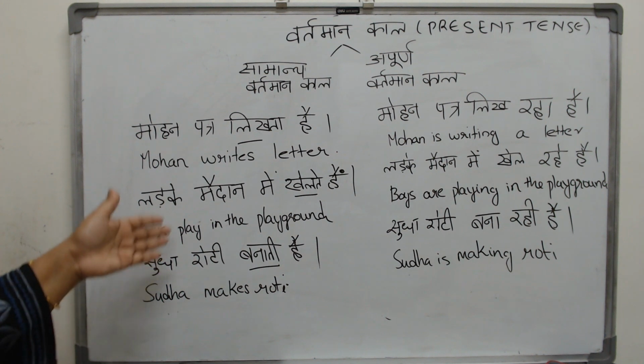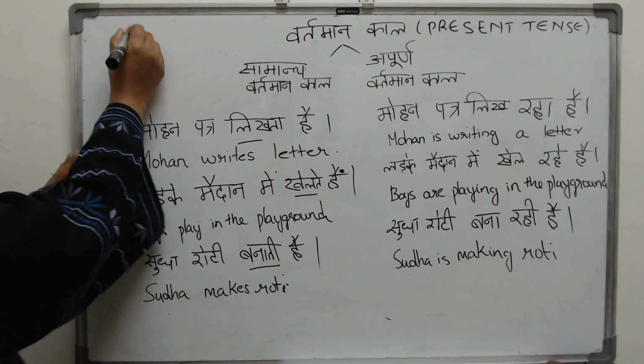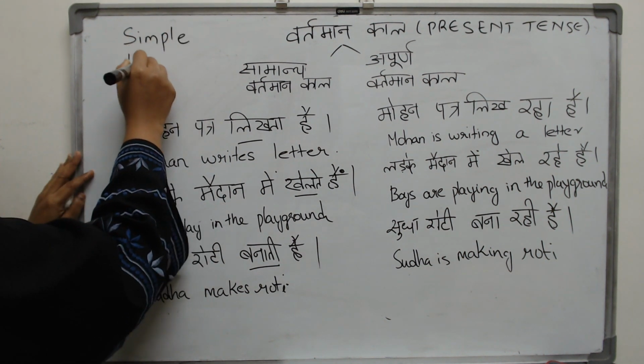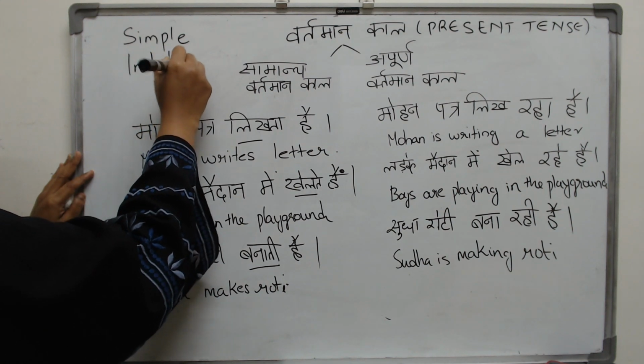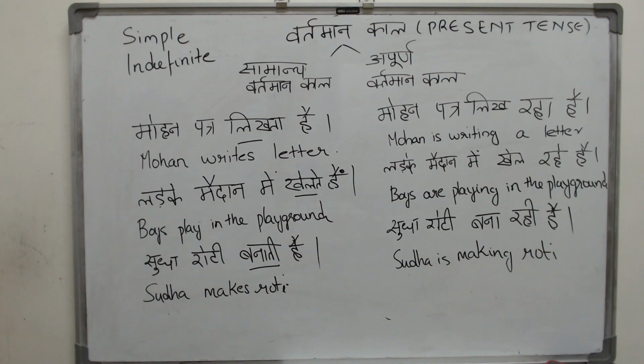That is what Sudha usually does. She makes roti. That is what the ladke usually do. That is what the boys usually do. Play in the playground. That is why in English we call them the simple present tense, or in some books you will see it referred to as the indefinite present tense, because it is not definite whether the work has started or finished or it is going on.